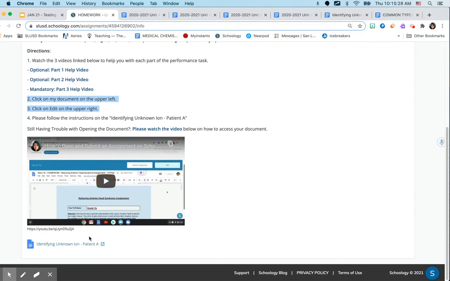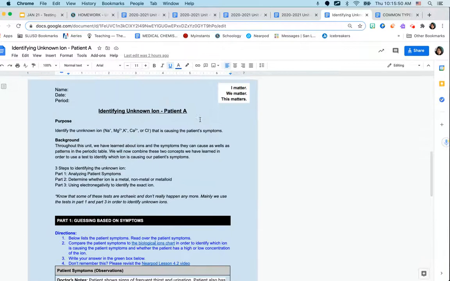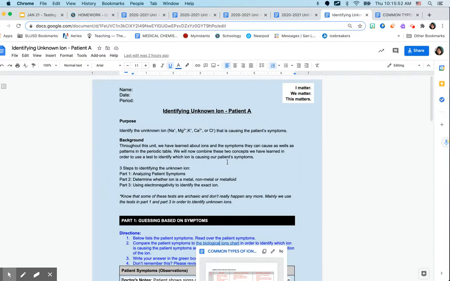Right. Notice there were a couple of glitches. So if Schoology is glitching on you as well, feel free to just send me an email at qquan@slusd.com. Let me know you can't open the document and I will manually make a copy for you. So when you click open this, it looks like this, right?